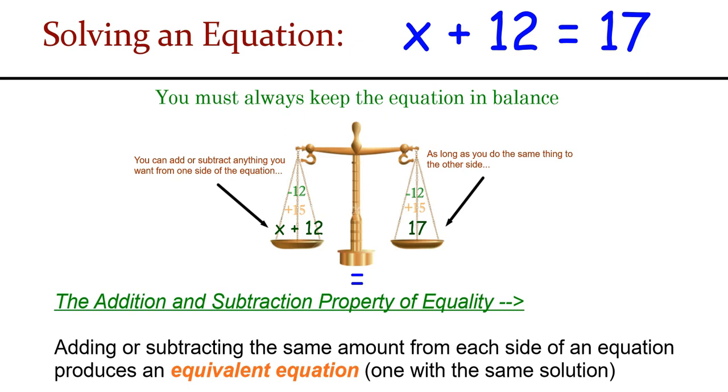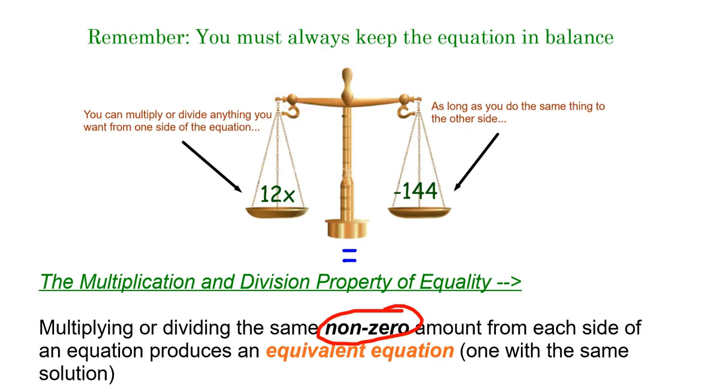Okay, moving on now to the multiplication and division property. Very important, it must be the same non-zero amount in this property. Pause the video, write this down, come back when you're ready to move on.